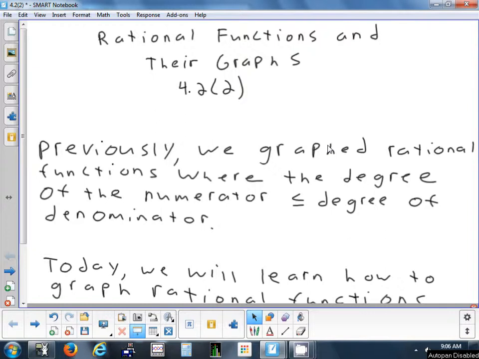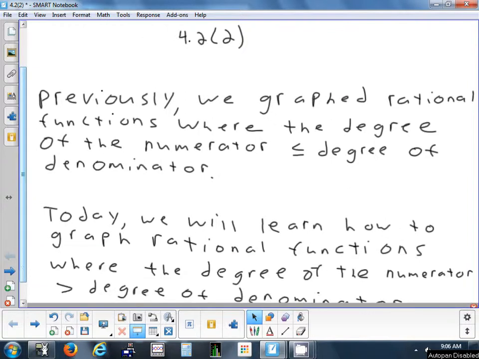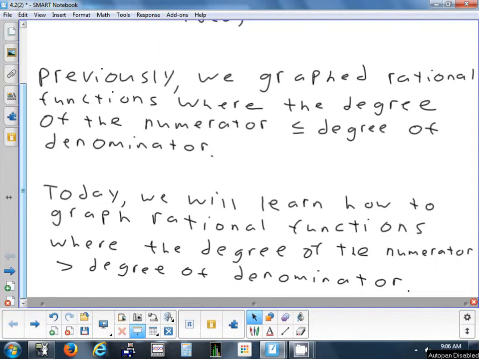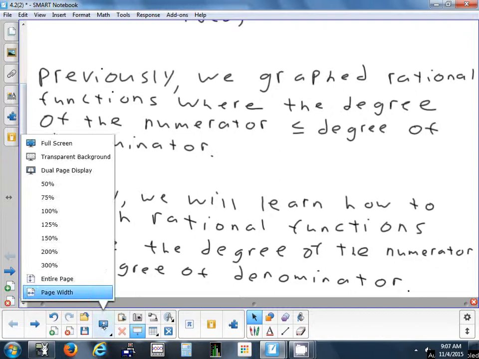All right, today we're going to look at rational functions again. So we're going to do the same thing we did yesterday. The only difference is the degree of the top is going to be bigger than the bottom. All right. So any questions about the difference between what we did yesterday and what we're going to do today? It's almost the same thing.